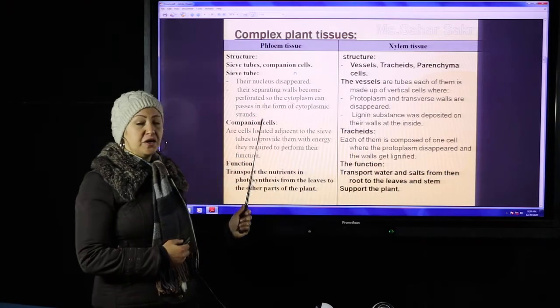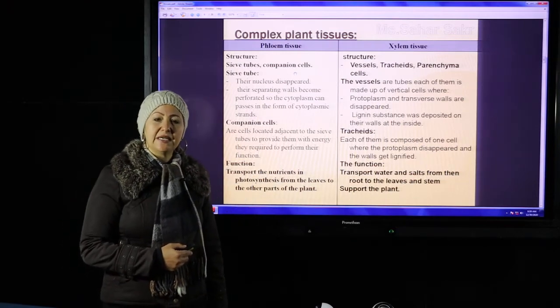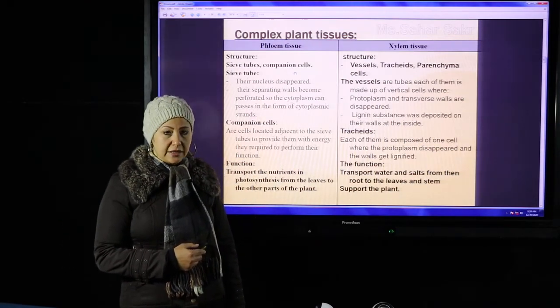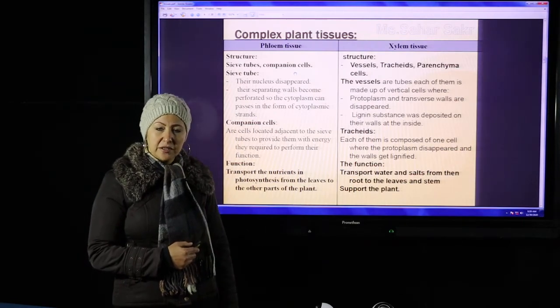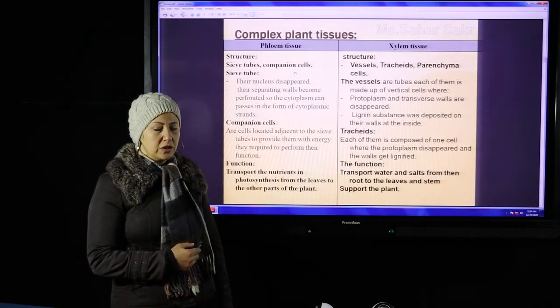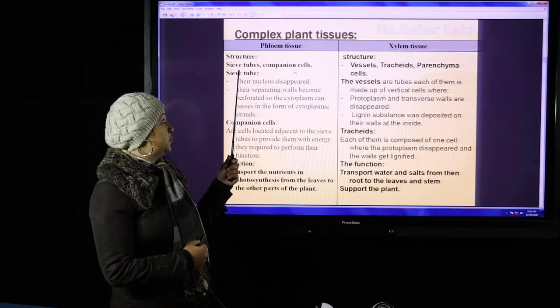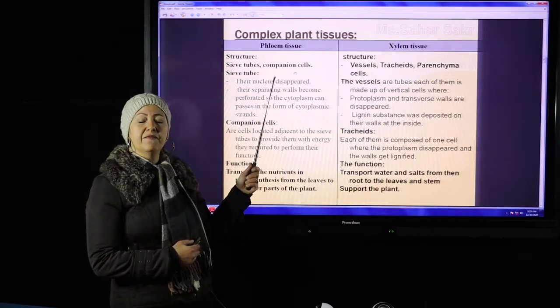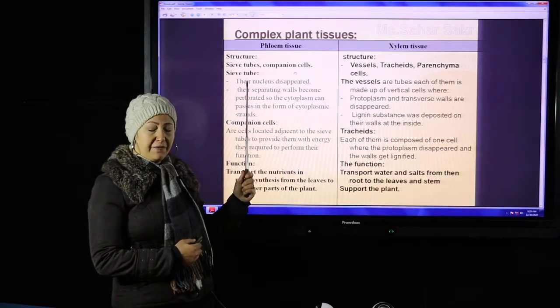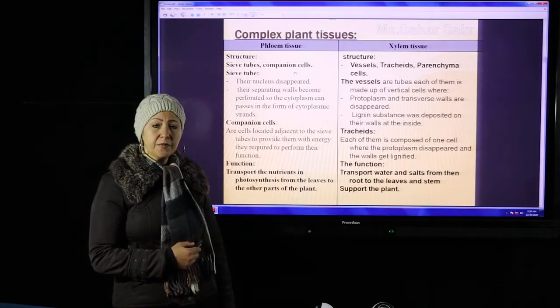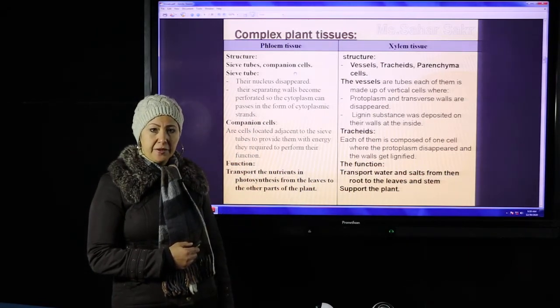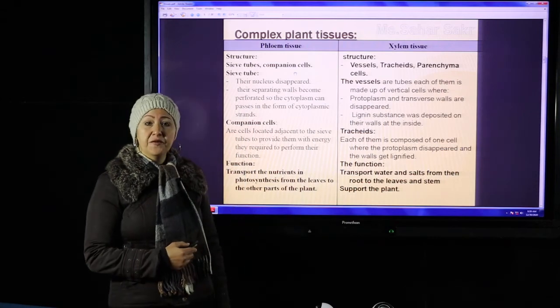Okay? About the structure of the phloem, we said the phloem is also a complex tissue in the plant. What is the meaning of a complex tissue? The tissue consists of different cells. What are the cells of the phloem? We have tubes called sieve tubes, we have companion cells, and we have phloem parenchyma to connect the tubes together.